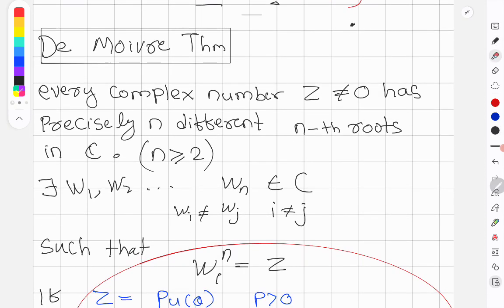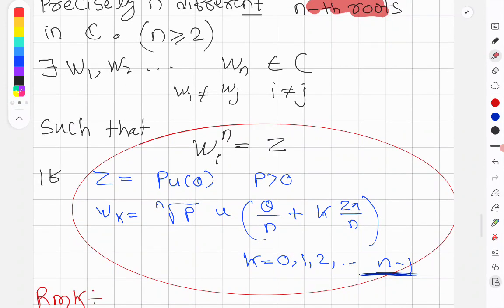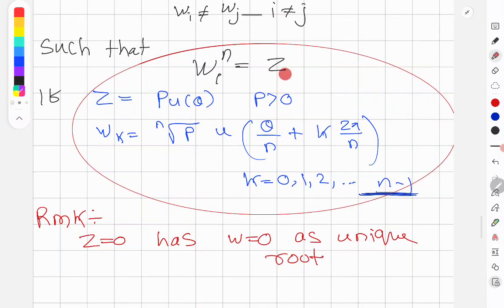One more important theorem for this question is De Moivre's theorem. Every complex number which is not equal to 0 has precisely n different n-th roots. The most important part is, if your complex number can be written as w to the power n, so your z is ρ e^{iθ}, and your ρ is greater than 0.